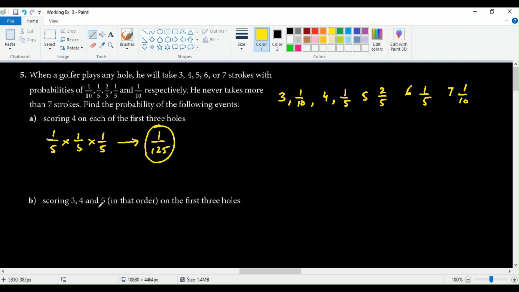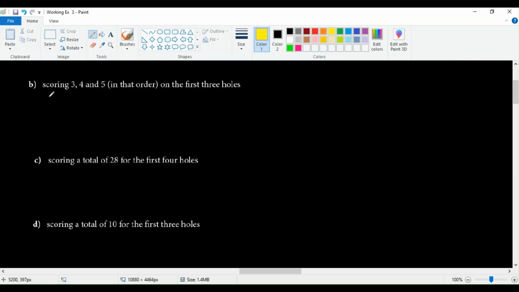Now when it comes to 3, 4 and 5 in that order on the first three holes. So it's going to be 1 over 10 times 1 over 5 and 2 over 5. All the possibilities are multiplied together to give you 2 over 250, which when simplified gives us 1 over 125 as the final answer for this question.